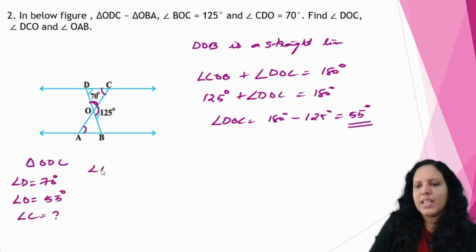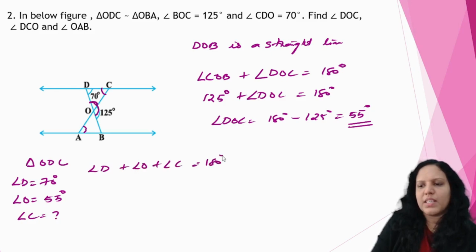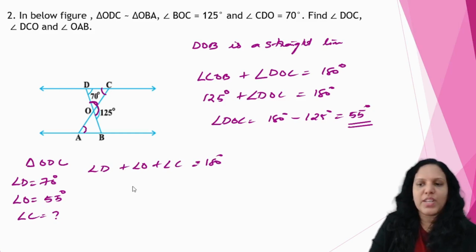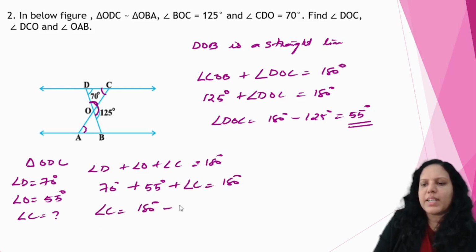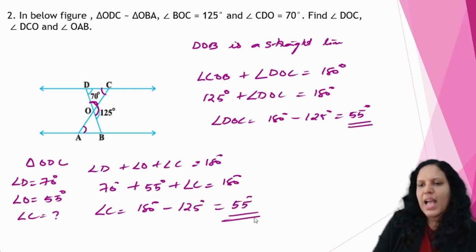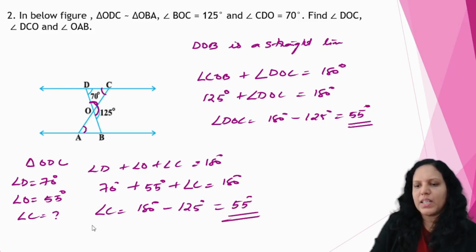So angle D plus angle O plus angle C equals 180 degrees, the sum of the angles of a triangle. So 70 degrees plus 55 degrees plus angle C equals 180 degrees. Angle C equals 180 degrees minus (70 plus 55), so that is 125 degrees. Angle C equals 55 degrees. Angle C, which is angle DCO, equals 55 degrees. So we found the second one also.